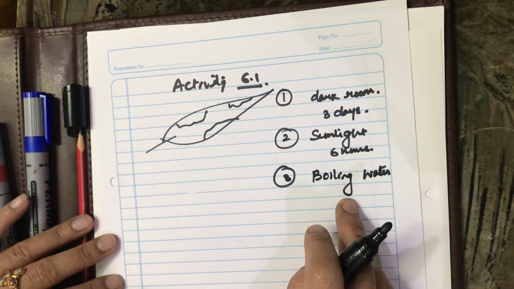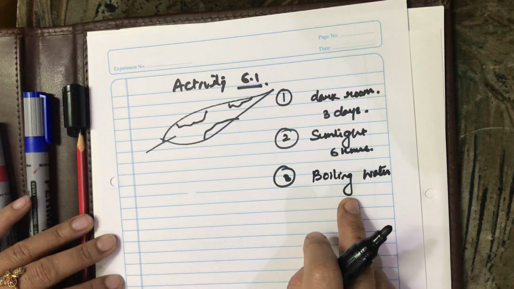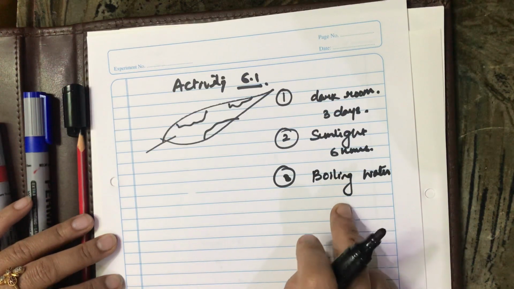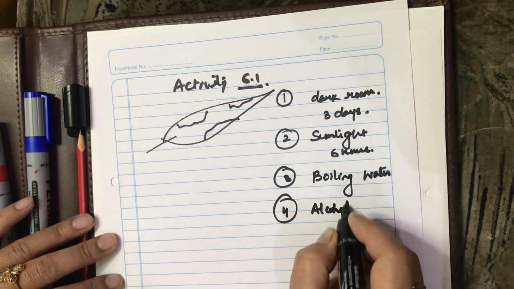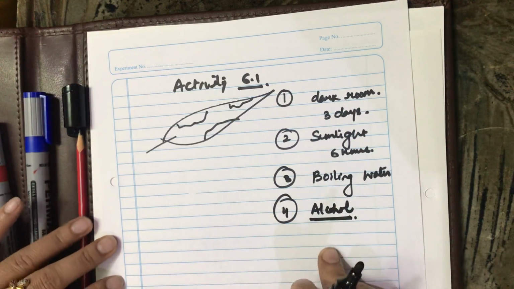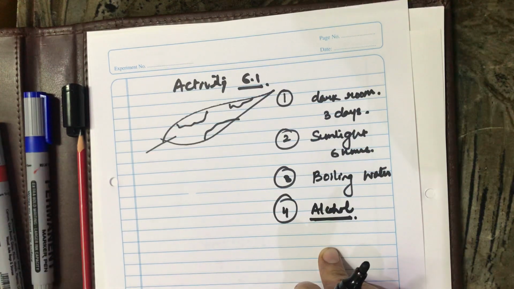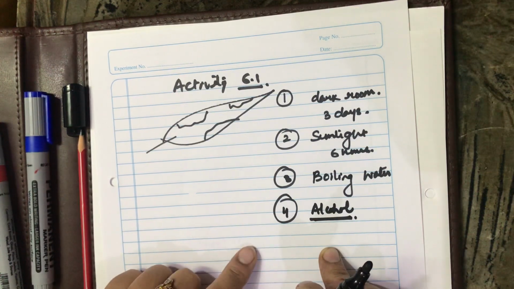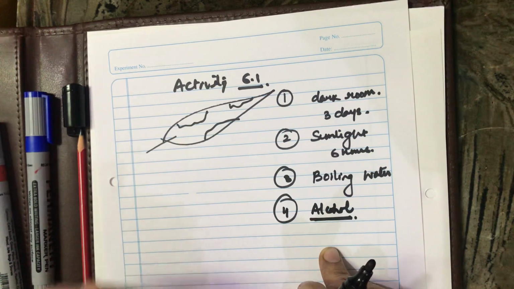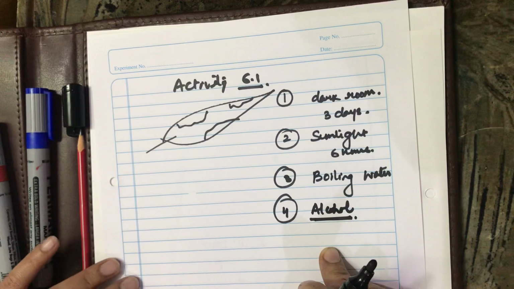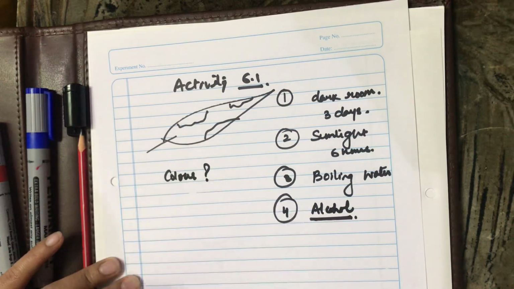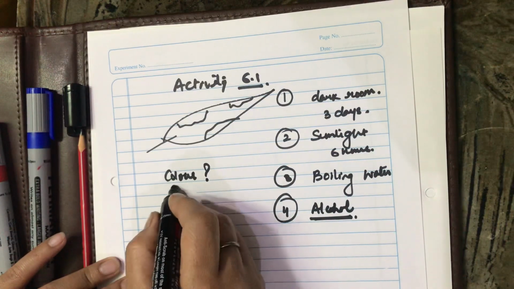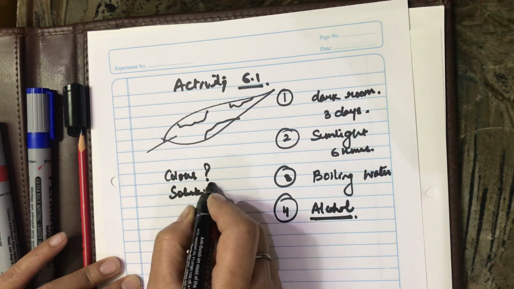What happens when we dip it in a boiling water? Obviously it will kill the leaf, right? Then immerse it in a beaker which contains alcohol. Here we have to place the beaker carefully in water bath and heat till the alcohol begins to boil. Alright. Now, there are certain questions followed up, that what will happen to the color of the leaf? Then what is the color of the solution in which it is placed?